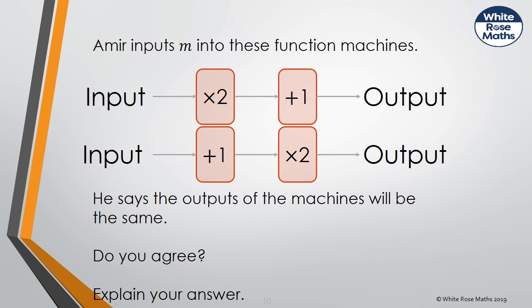Well, we could say Amir is not correct because we cannot just swap the order of the numbers and the operations. We can't just swap them around. These operations, they're not the inverse of each other. They're completely different. So we can't just swap them around. Where they are in the sequence is important.